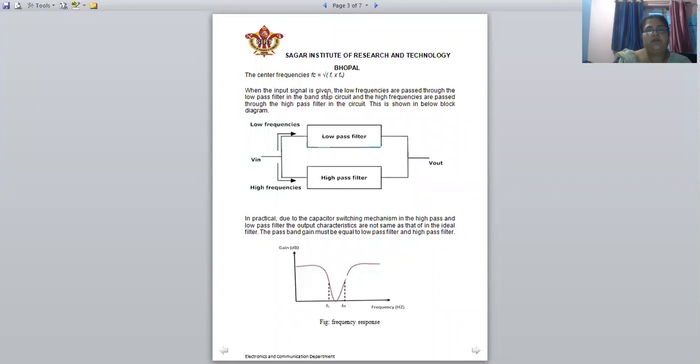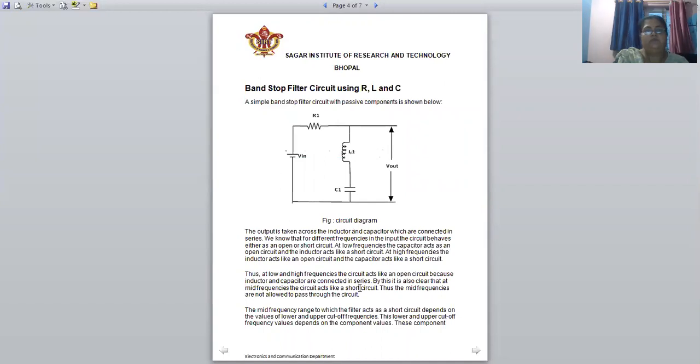When the input signal is given, the low frequencies are passed through the low pass filter in the band stop circuit and the high frequencies are passed through the high pass filter in the circuit. This is shown in the block diagram. Here, the input frequencies are separated out as low frequency and high frequency, and this is the output. In practice, due to the capacitor switching mechanism in the high pass and low pass filters, the output characteristics are not the same as those of an ideal filter. The pass band must be equal to that of the low pass filter and high pass filter. So it is a high pass and low pass filter combination.